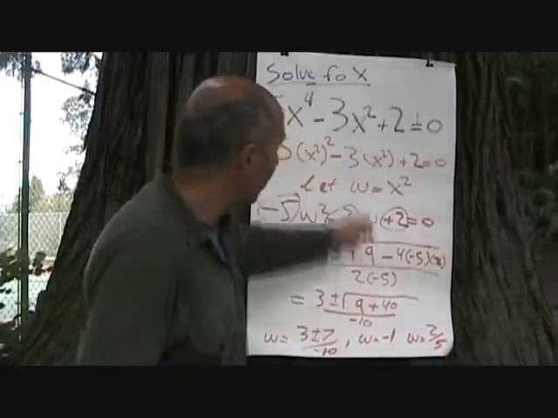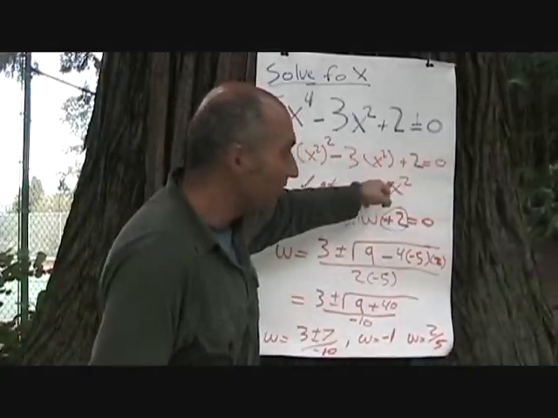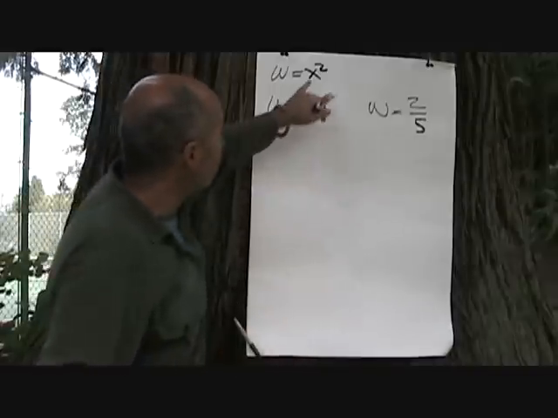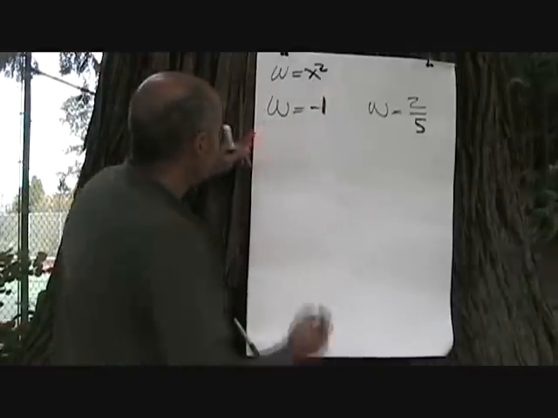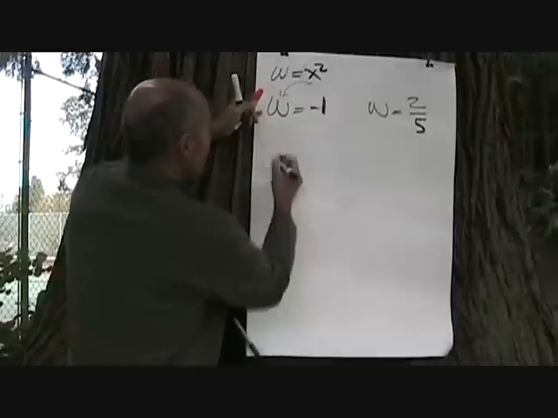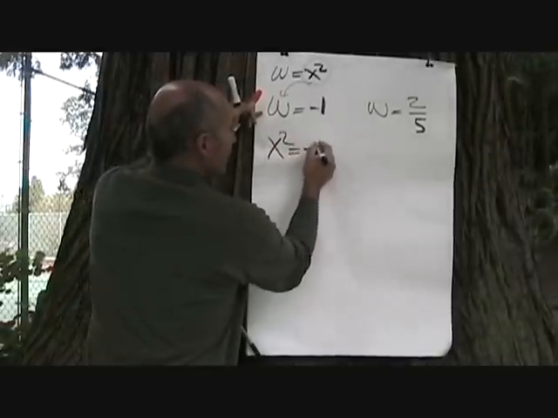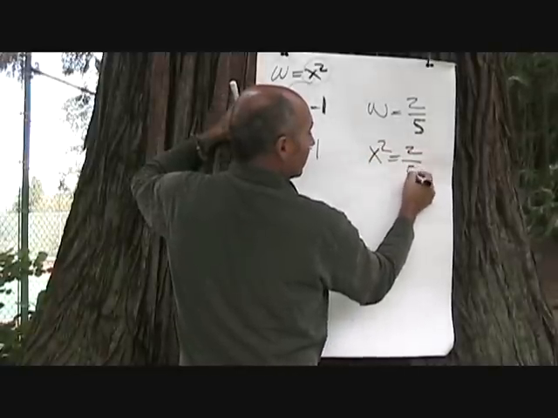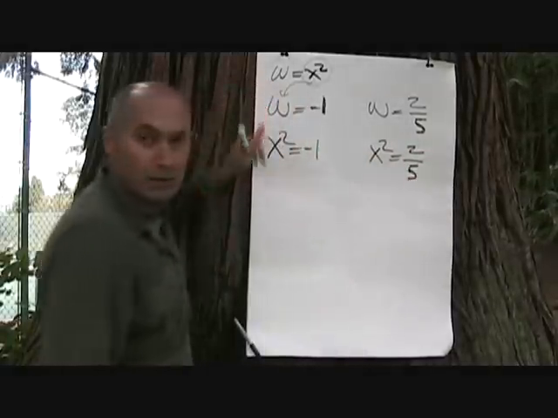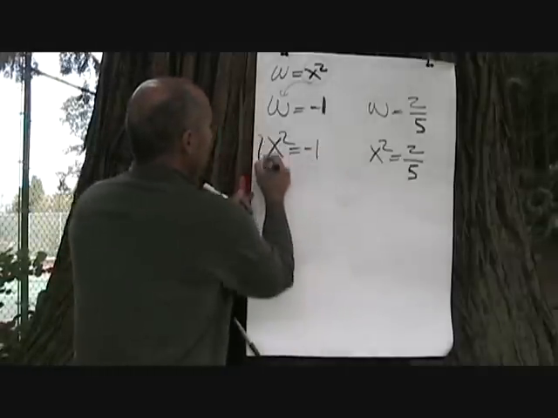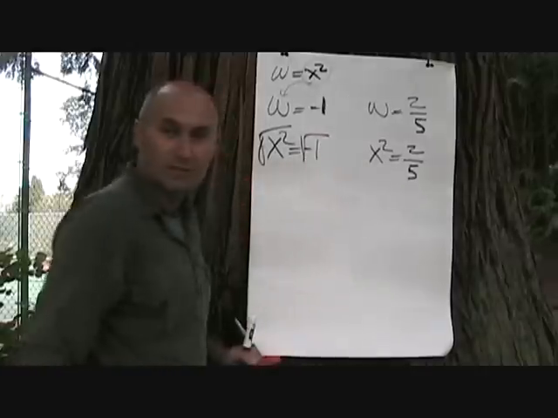So what we need to do now is go back and resubstitute x squared for W. This one is going to replace this one. So what we get is x squared is equal to negative 1, and x squared is equal to 2 over 5. And to solve this, all we've got to do is take the square root of both sides.